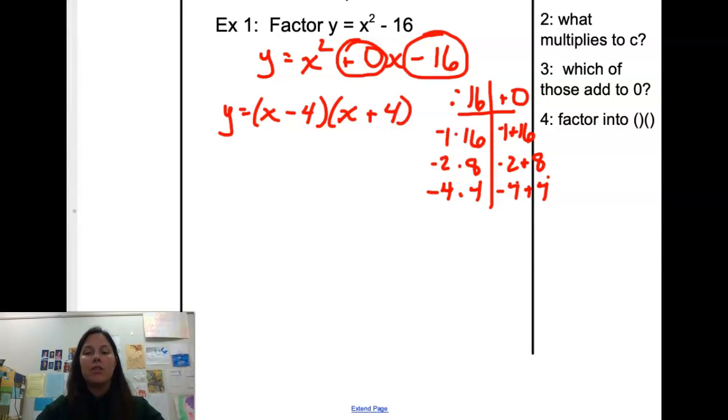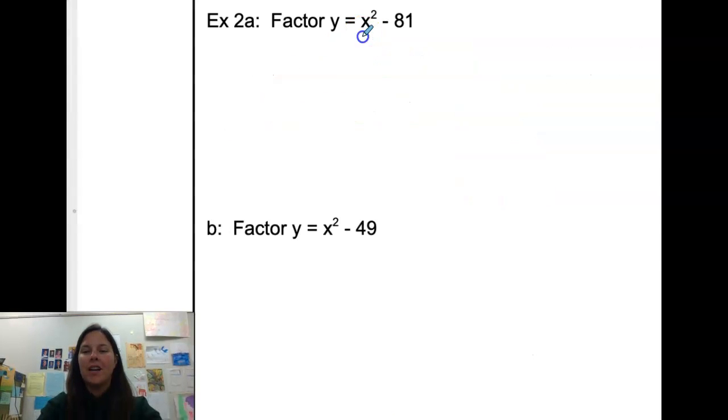By the way, I forgot to mention this in the video yesterday. It does not matter which order you put these in. We are multiplying, and you can multiply in any order. So if your answer was set up x plus 4, x minus 4, it is still correct. We're going to practice another one of those.